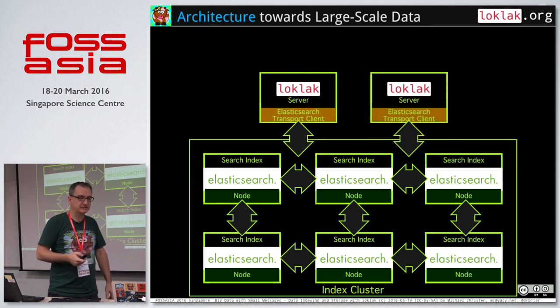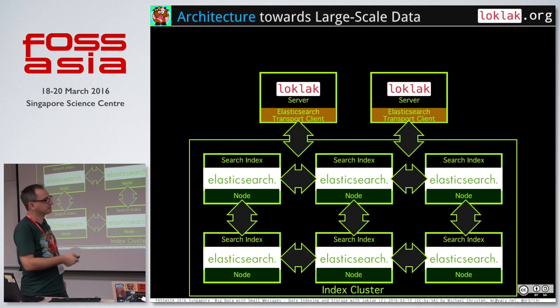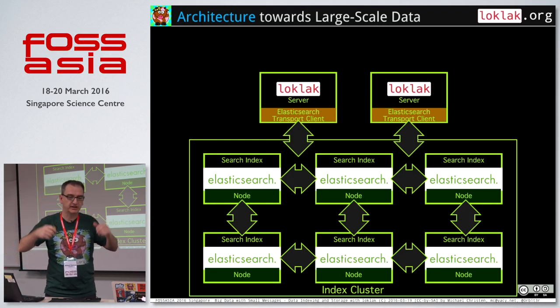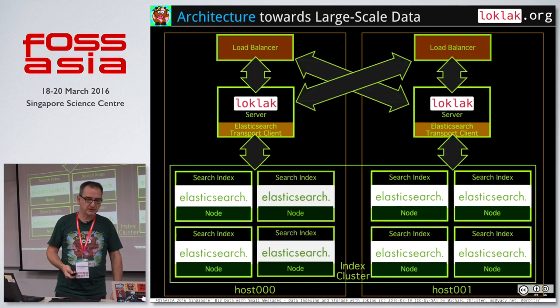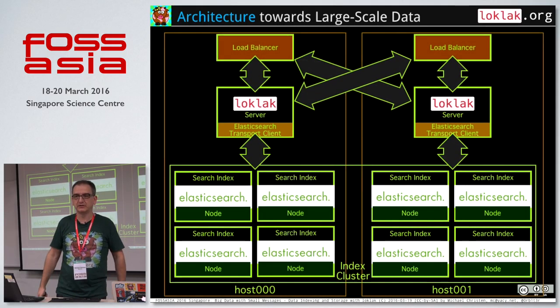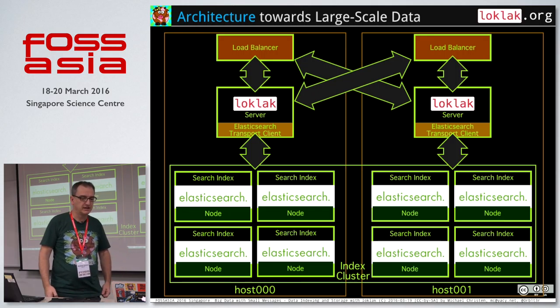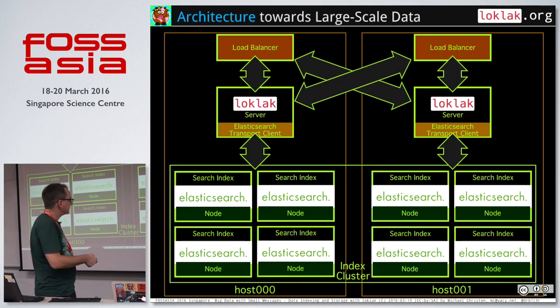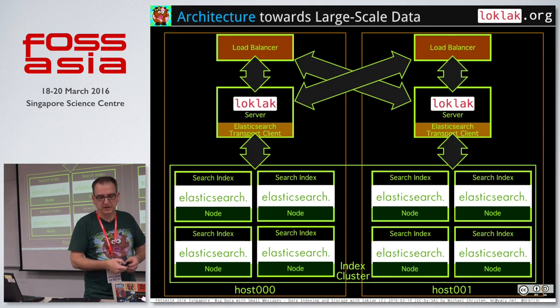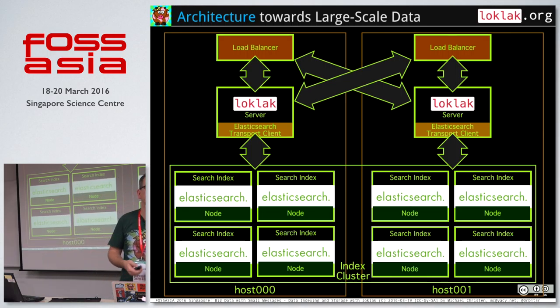What we also did is connect two Loklak servers, so we can have load balancing on them. What's running now, and what you see when you go on loklak.org, is a 16 shard on 8 disks on two servers construction, with two Loklaks and two load balancers balancing each other. And this is the search cluster we use right now to host 700 million tweets.